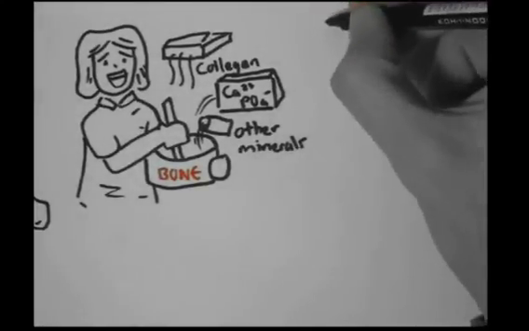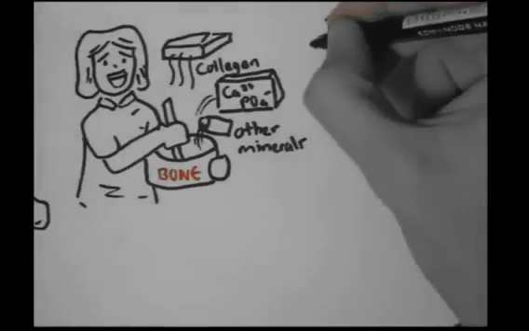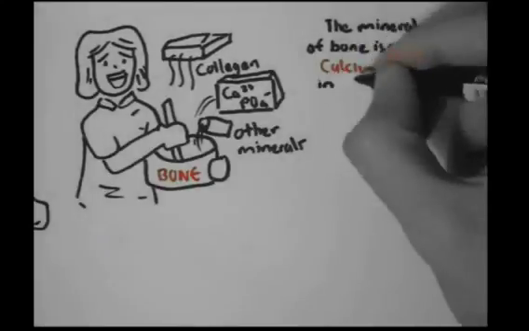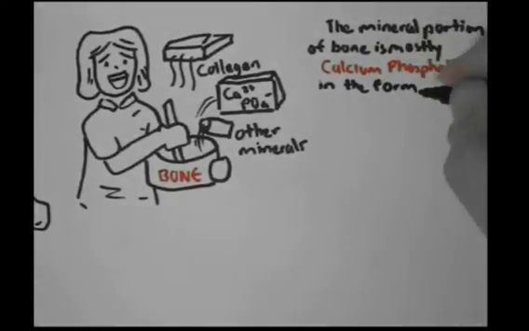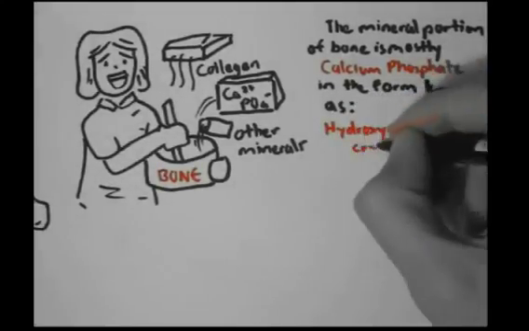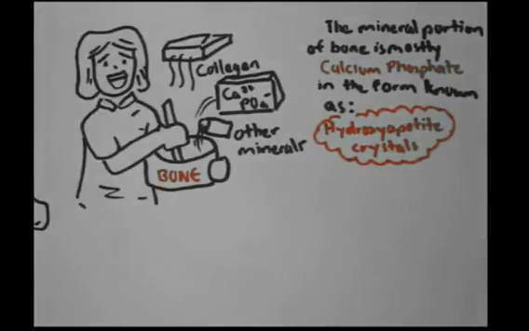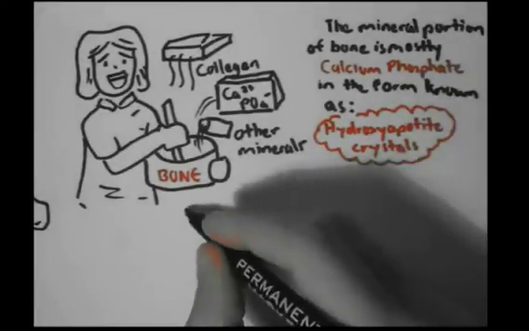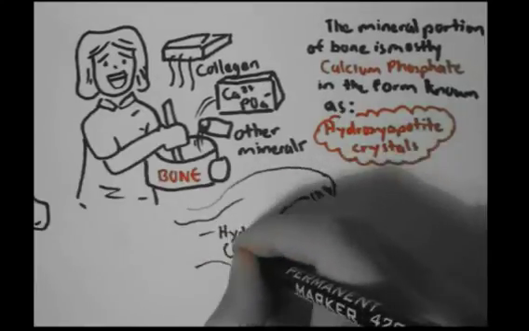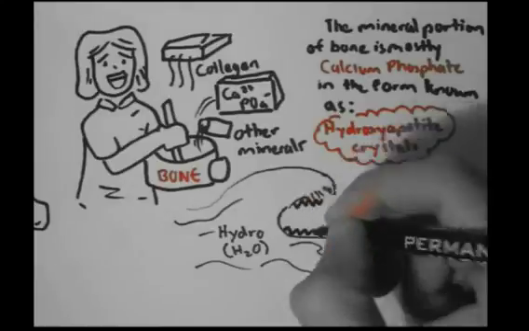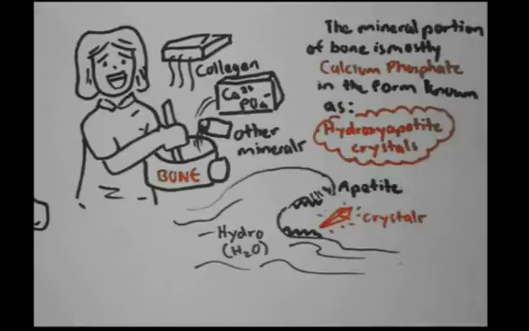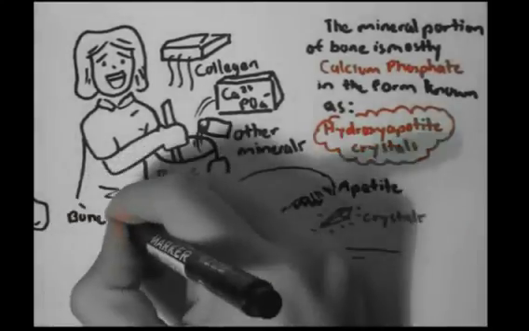So the mineral portion of the bone is mostly calcium phosphate in the form known as hydroxyapatite crystals. So calcium phosphate within the bone is mainly found in a group called hydroxyapatite crystals. Now, a corny or random way of remembering this word is, you can imagine a wave, and we'll call this wave hydro, which means just water. So hydro has an appetite for crystals, hydroxyapatite crystals. Yep, very cool.